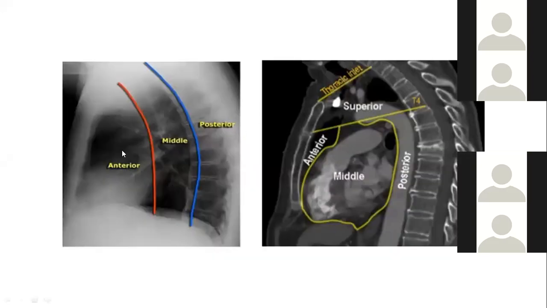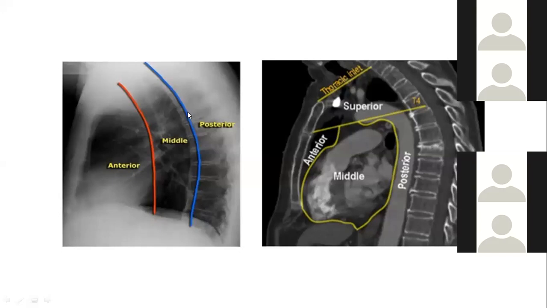And this is the most common classification we come across in our radiology, again by the great Felson. So what he did was he just drew a line from the anterior margin of the trachea on the lateral view of chest X-ray, and it has to pass through the posterior margin of the heart. Anything anterior to this line is anterior mediastinum.